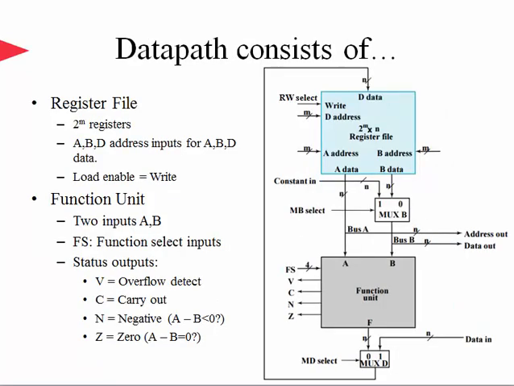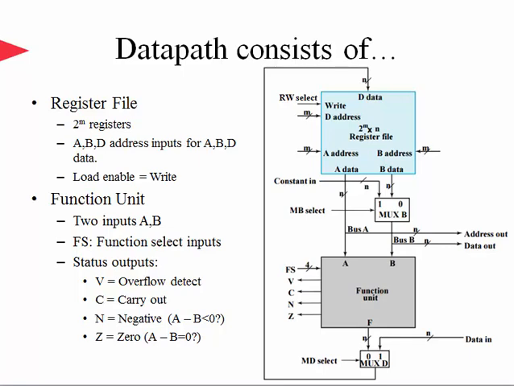So the datapath consists of two basic modules. One of them is called the register file and the other is the functional unit. The register file acts like a memory based on clock flip-flops. In this slide, we redraw our datapath using two sub-blocks, namely the register file and the functional unit. In this generalized block diagram, we have 2 to the m registers, 3 register address inputs labeled as A, B, and D. The load enable is labeled as the write input.